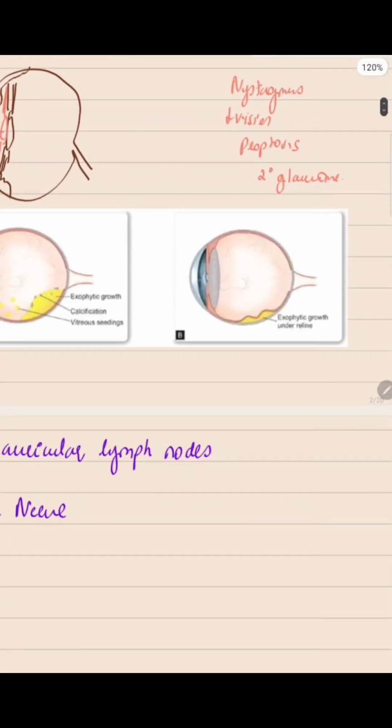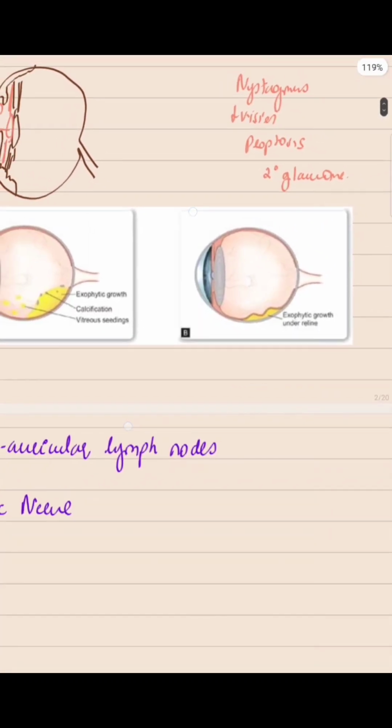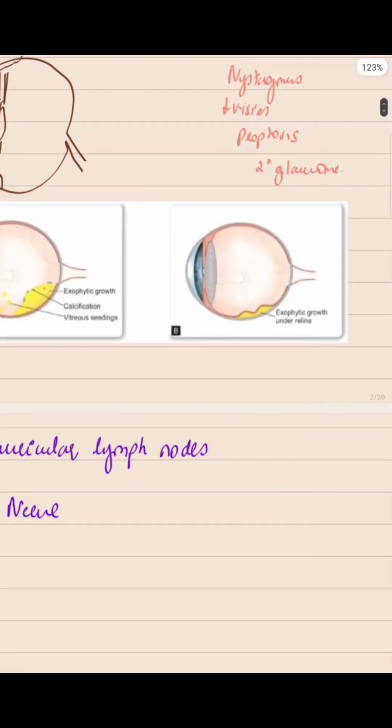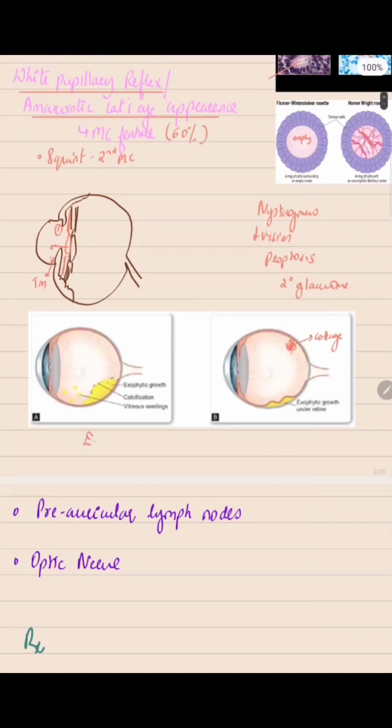Now this retinoblastoma can be of two types: endophytic or exophytic. The endophytic type grows into the vitreous cavity. If there is calcification, it is known as cottage cheese appearance.